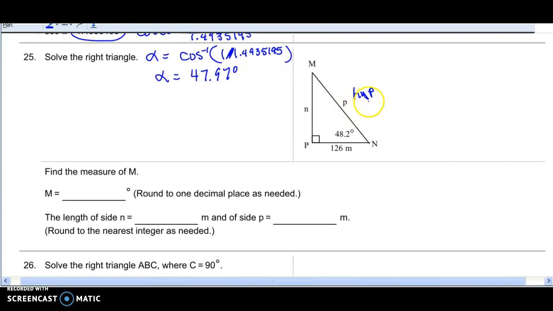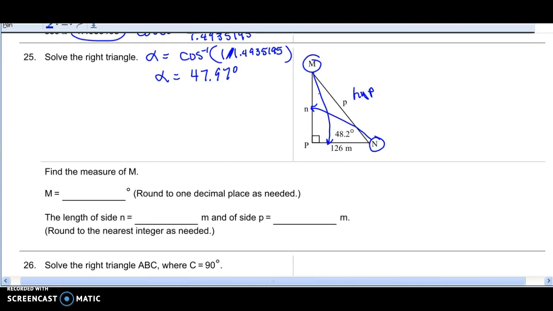And I know when I'm dealing with my sides, if I have an angle M, then side M is across from it. And if I have an angle N, side N is across from it. And depending on where my angle is, I can have opposite, adjacent, and so on. So the first thing is to find the measure of M.